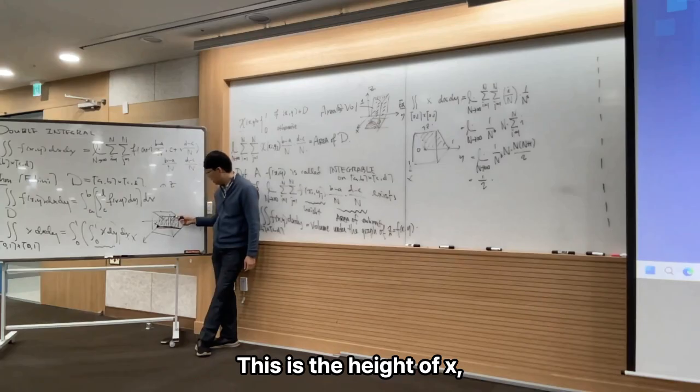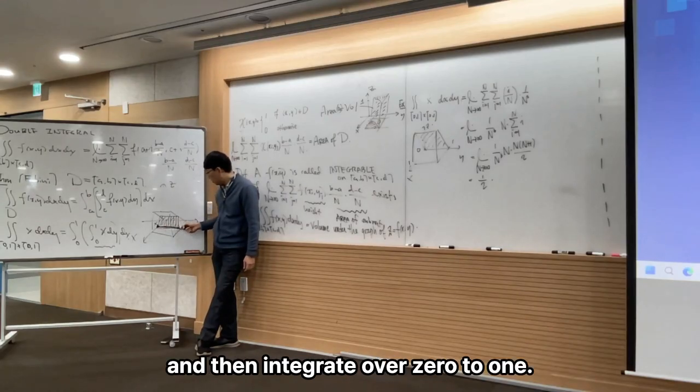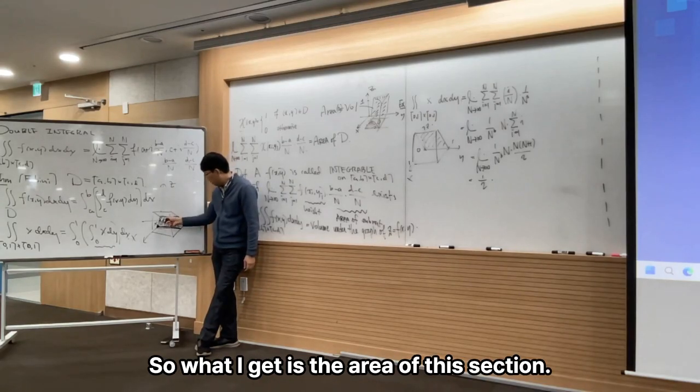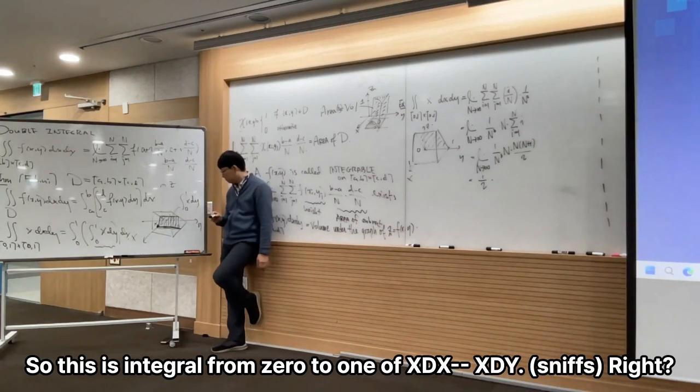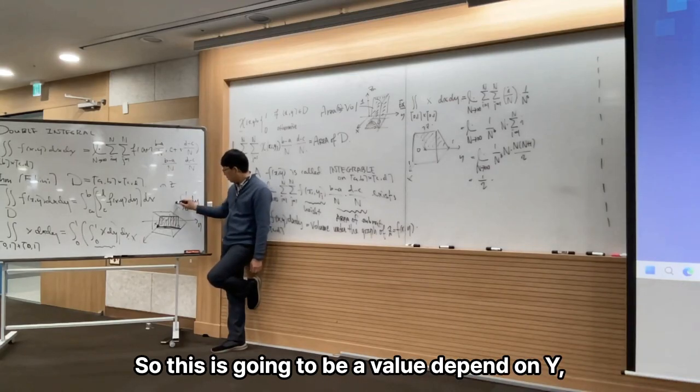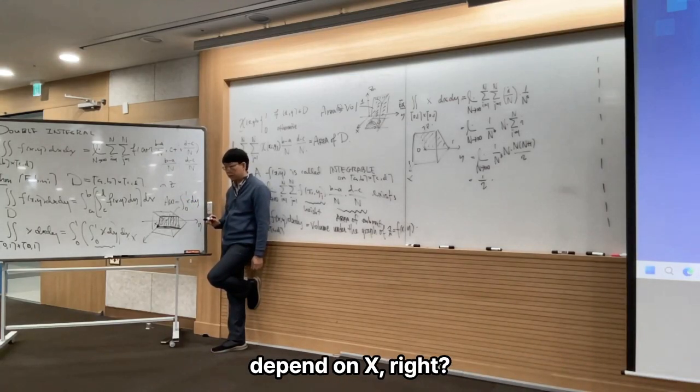This is the height of x, and then integrate over 0 to 1. So what I get is the area of this section. So this is the integral from 0 to 1 of x dy, right? So this is going to be a value that depends on y and on x, right?